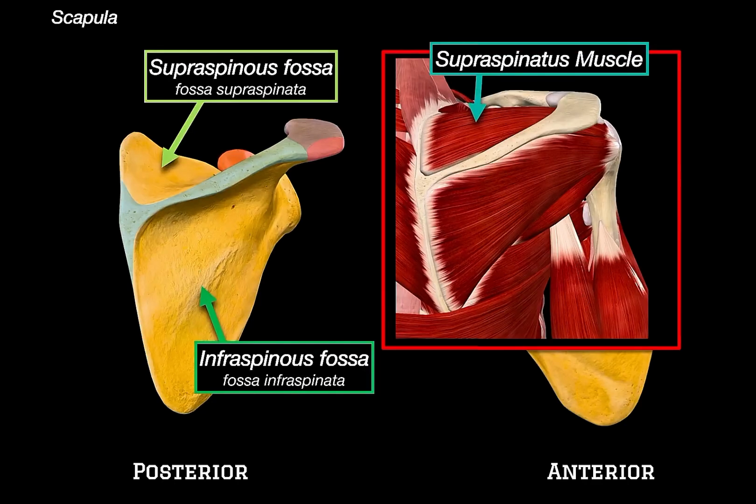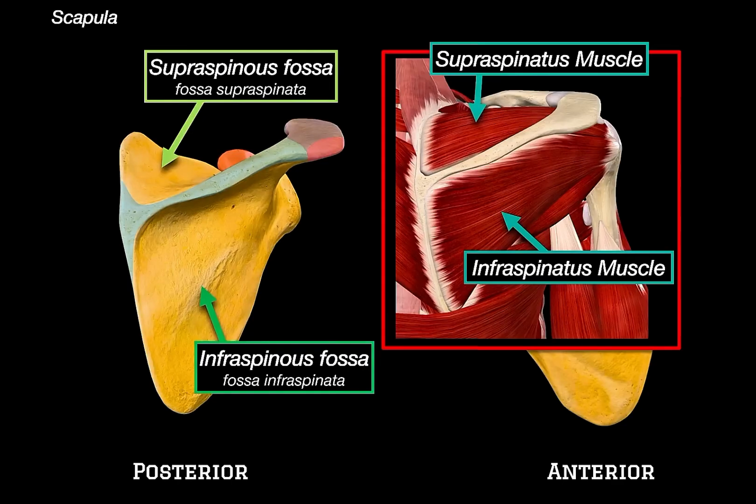Below that, the infraspinatus muscle lies within the infraspinous fossa. It also belongs to the rotator cuff group and is responsible for external rotation of the humerus. Together, the rotator cuff muscles stabilize the glenohumeral joint, holding the head of the humerus firmly against the glenoid cavity.